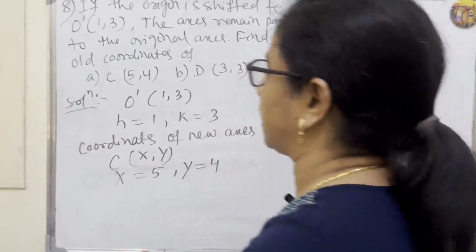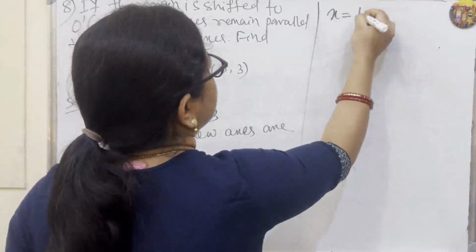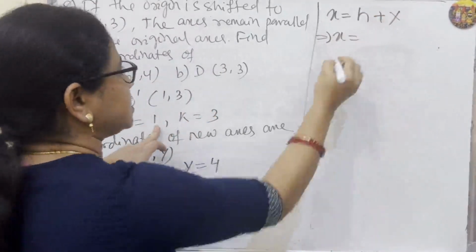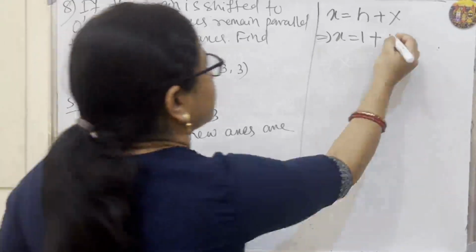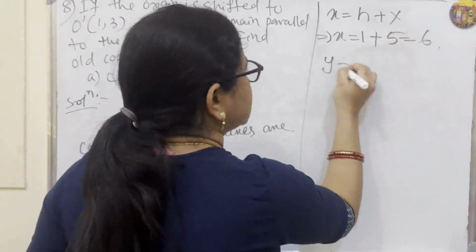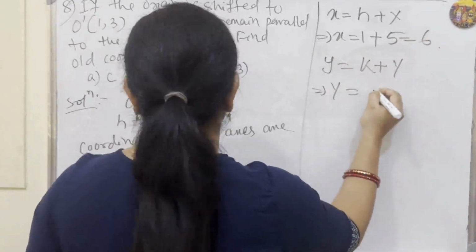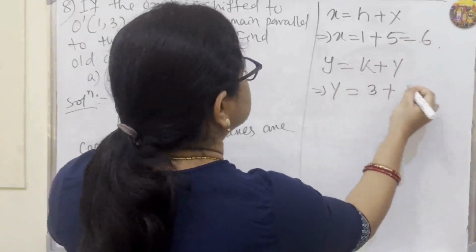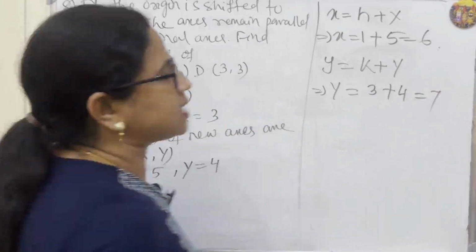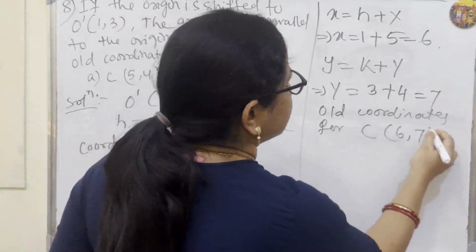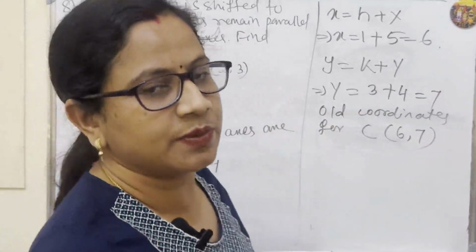Coming to the formula, small x is equal to H plus capital X. So x is equal to, value of H is 1 and X is 5, so the answer is 6. Small y is equal to K plus capital Y. So y is equal to, value of K is 3 plus Y is 4, so the answer is 7. So the old coordinates for C are 6 and 7. 6 for x axis, 7 for y axis.